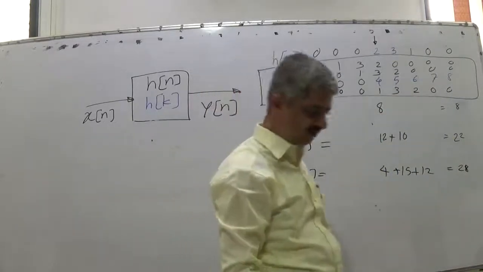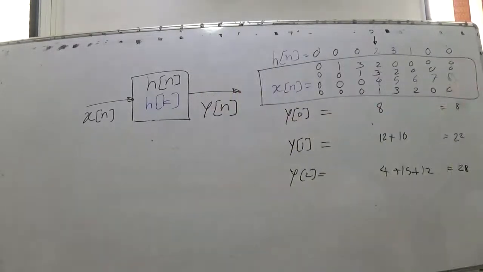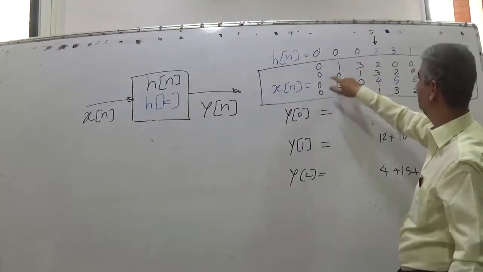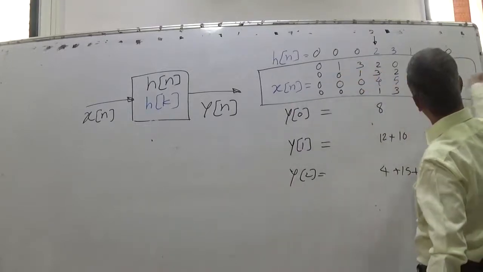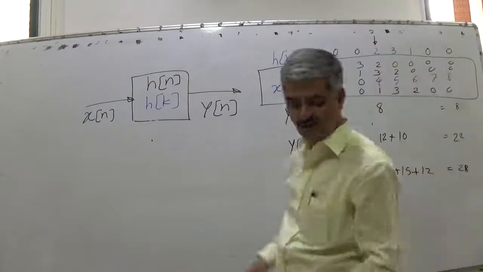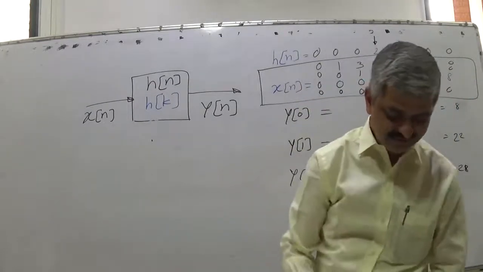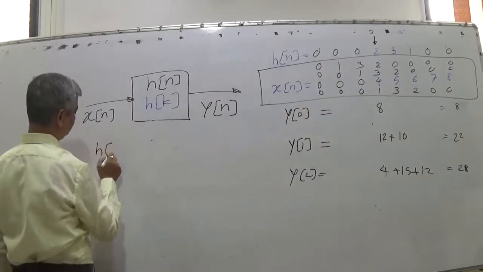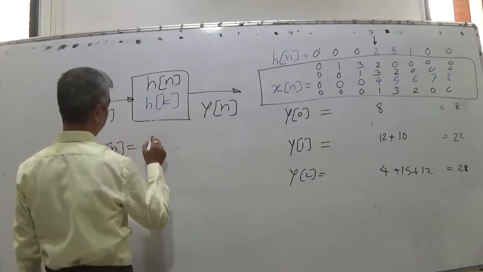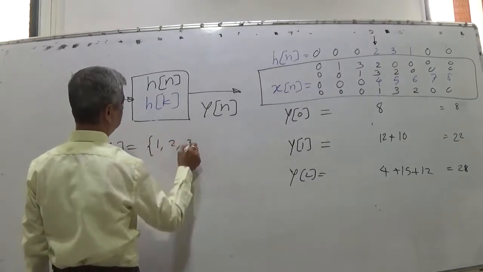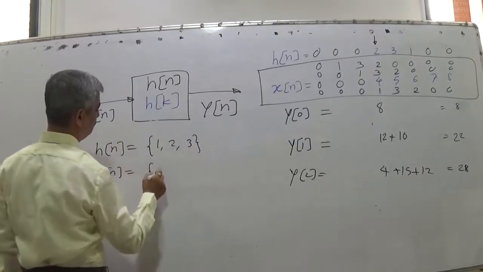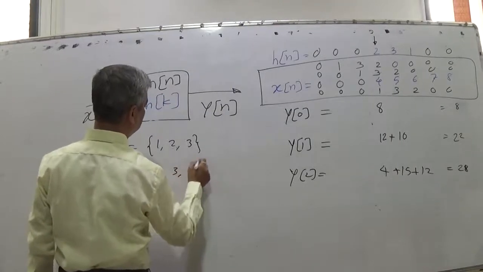So this is convolution of one sequence hn, other sequence xn. Now what is the scenario? Here hn is a 3 point sequence, and xn is a continuous sequence going till infinity. Suppose xn is also a finite sequence, then suppose hn is equal to 1, 2, 3 and xn is equal to 2, 3, 4. Then what will happen?